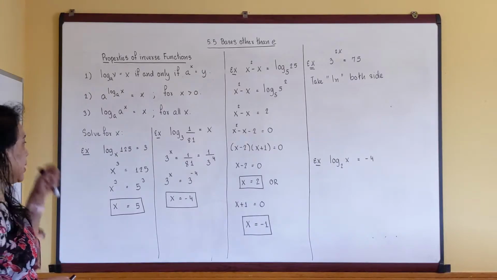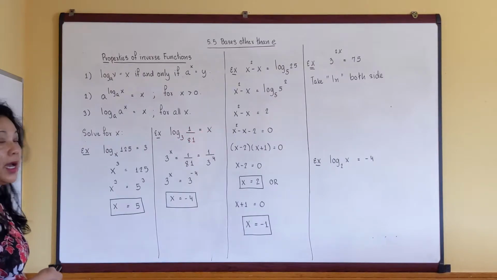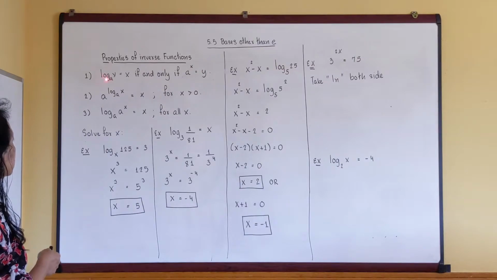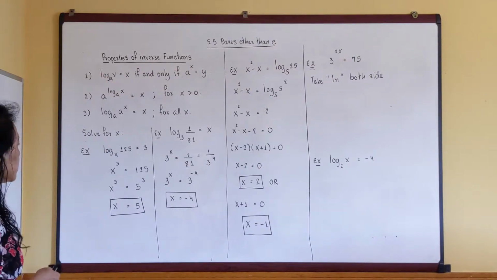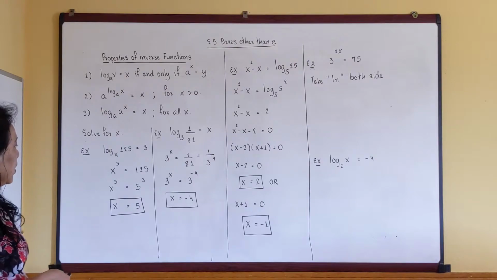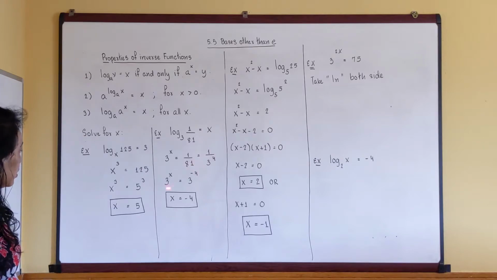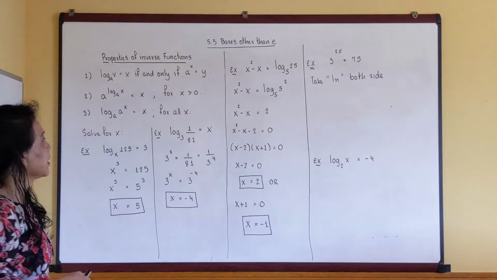Alright, let's look at the next one. I have log base 3 of 1 over 81 equal to x. Again, I'm going to use the first property, change log to exponential. So 3 to the x is equal to 1 over 81. I'm going to write 81 as exponential, which is 3 to the fourth. Then because it's in the denominator, I bring it up, so my exponent will be negative. Now they have the same base, so the exponents must be the same. So x equals negative 4.